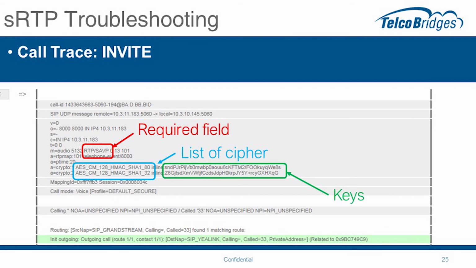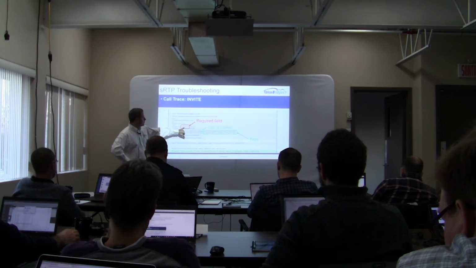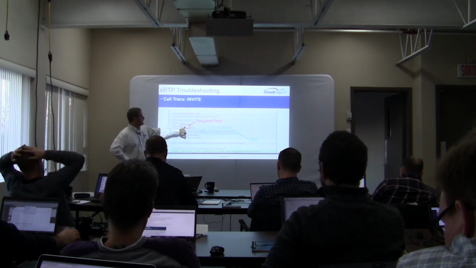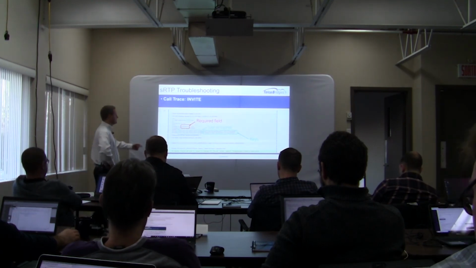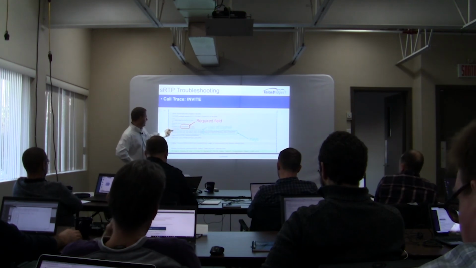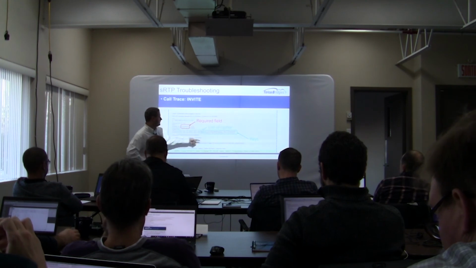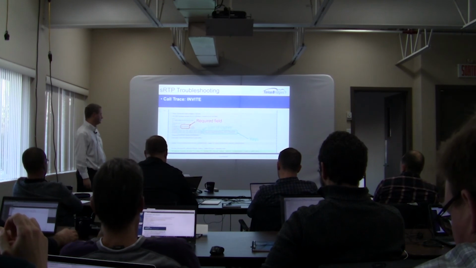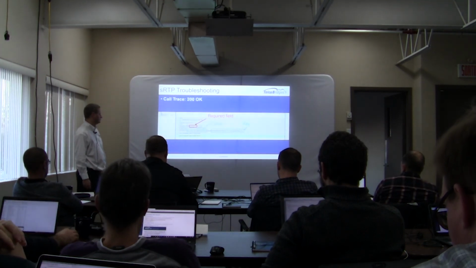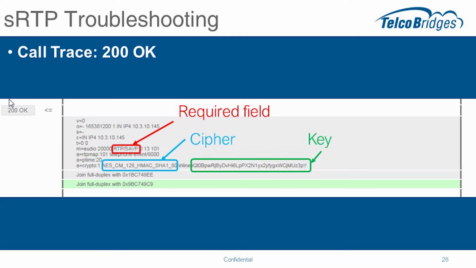In the call trace, what you will see is, yeah, so here it's the S. Usually it's RTP AVP, but here it's SAVP. So you will see that it's encrypted RTP, but in the call trace you just don't really know, but you will see the list of ciphers that were exchanged and also the keys here, or part of the keys, probably. In the 200, okay? Yeah, also. So this was the invite. This is the 200, okay.